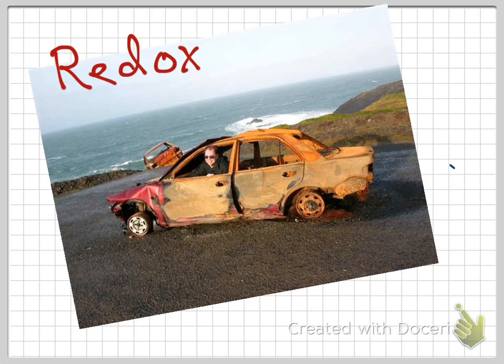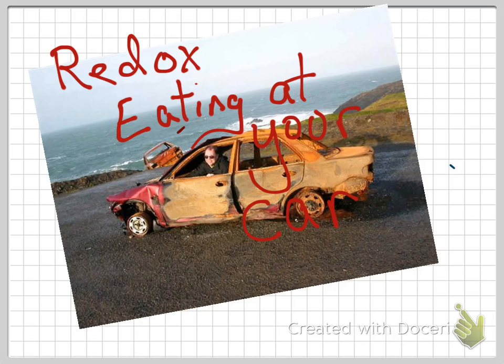That's a chem abbreviation, redox. It means reduction, oxidation. This is an introduction to reduction-oxidation reactions. It happens when electrons are lost and gained.